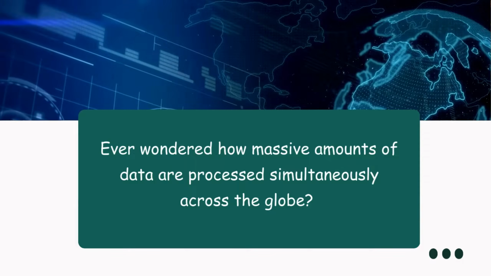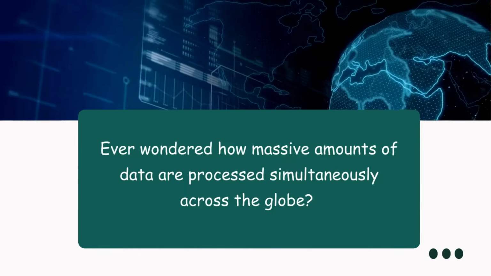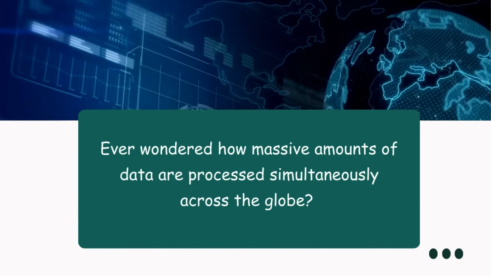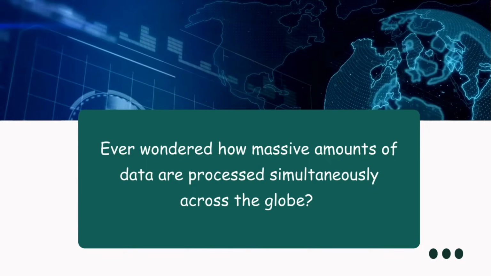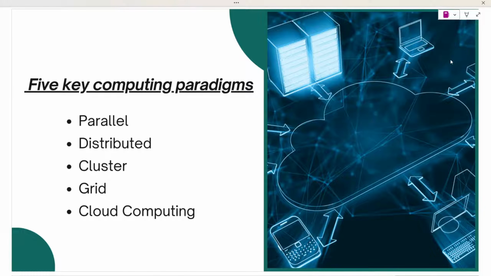But what exactly are these paradigms and how do they differ from one another? Why do we need different approaches to handle various computational tasks? Today we are going to break down 5 key computing paradigms that are essential in the modern digital landscape. Those are parallel, distributed, cluster, grid, and cloud computing. Whether you are streaming a video, conducting complex scientific research, or simply searching the web, these paradigms play a crucial role in how data is processed and delivered. Each one offers unique advantages depending on the task at hand.